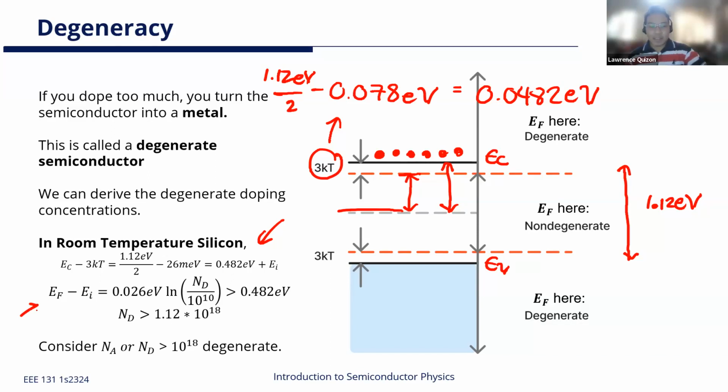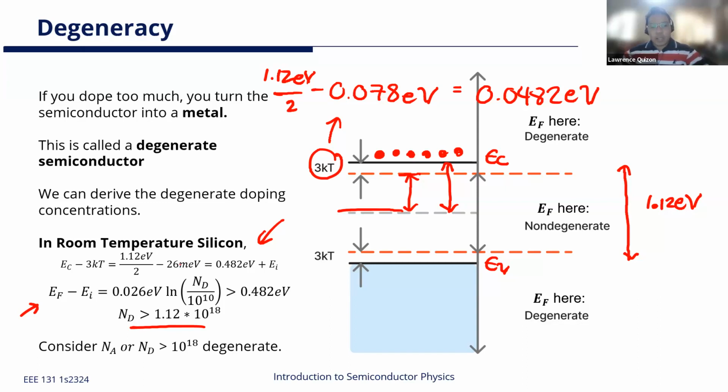So then, if we apply that to become equal to EF minus EI, no? Or rather, ginawa kong inequality, no? It must be that to consider a material degenerate, EF minus EI must be greater than this distance, right? Makes sense naman. So then, if you solve that, you get an ND, no? And we find that ND has to be greater than 1.12 times 10 to the 18, no? Now, the general rule of thumb is to consider any doping concentration above 10 to the 18 degenerate.